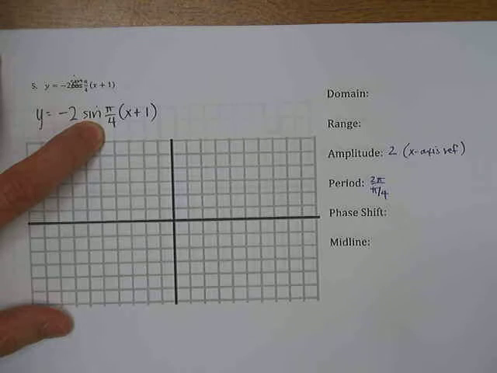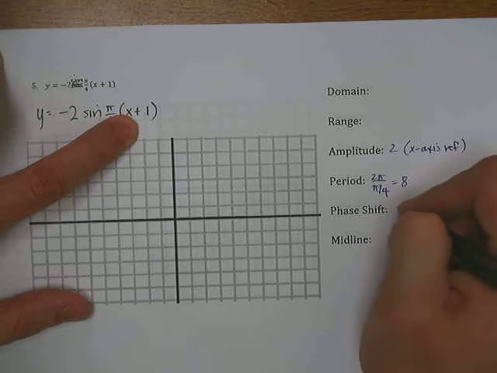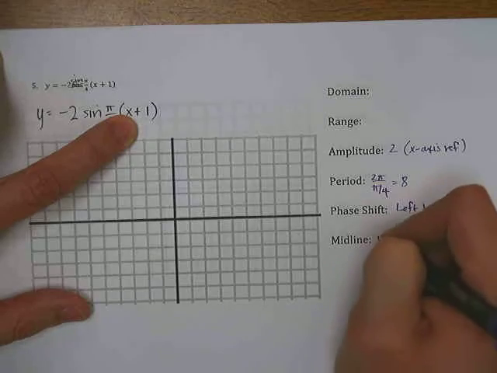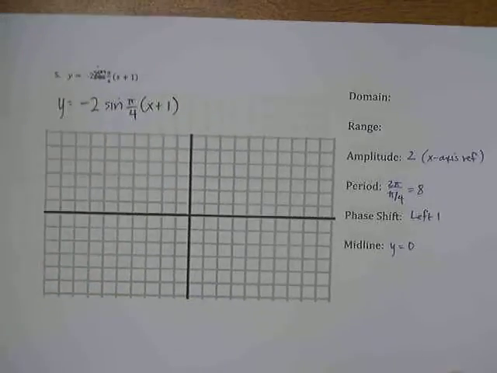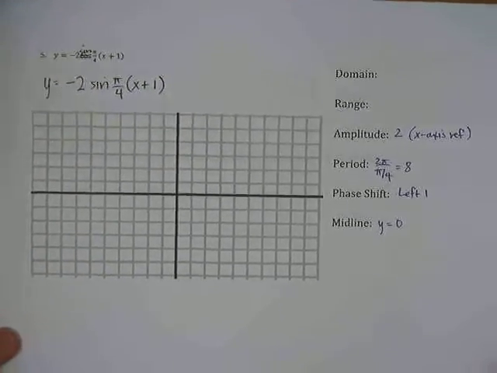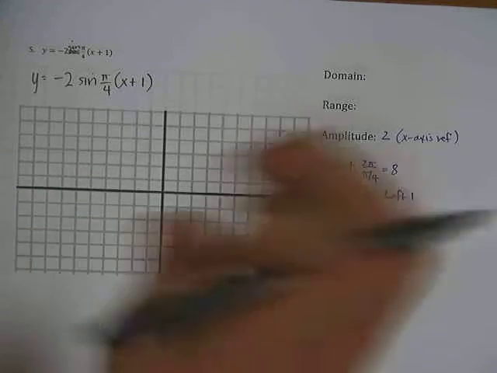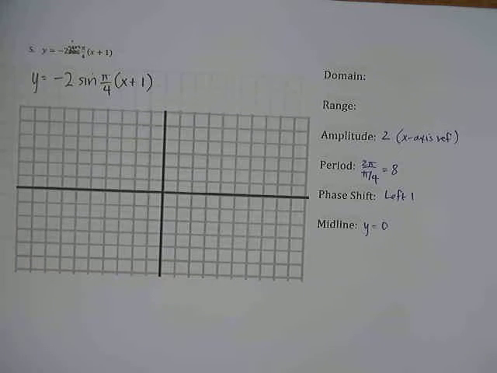So let's identify all of our main feature things. So number 1, amplitude is 2. Also making note that there's an x-axis reflection here. The period length. Now this one's a little different. So 2 pi, and we're dividing by pi over 4. If I simplify that correctly, I get a period length of 8. Phase shift is going to be to the left by 1. And the midline value, there is no change, so it's y = 0. In other words, it's the x-axis.